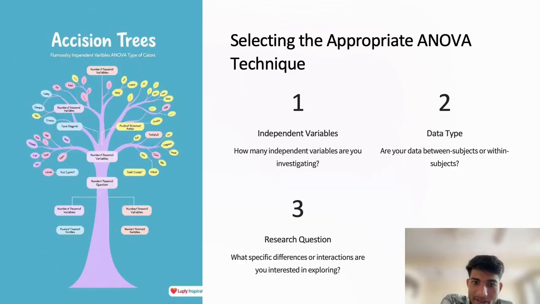Selecting the appropriate ANOVA technique. Number one, independent variable. Number two, data type. Number three, research questions. Independent variables: how many independent variables are you investigating? Data type: is your data between subjects or within subjects? Research questions: what specific differences or interactions are you interested in exploring?